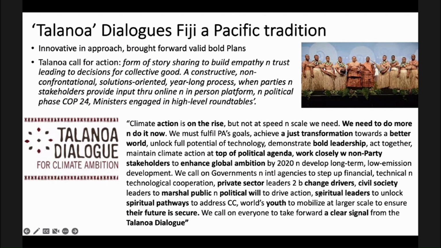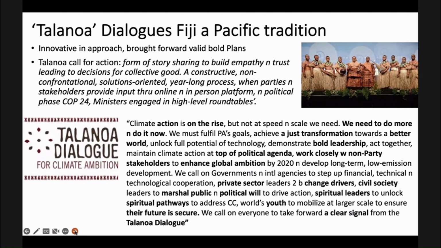It identified, and I want to read this out because the emphasis is important: Climate action is on the rise, but not at the speed and scale we need. We need to do more, and we need to do it now. We must have a just transformation for a better world, unlock technology, act boldly and together, maintaining climate at the top of the political agenda, work with so-called non-party stakeholders to achieve this ambition. Government agencies must step up action. Private sector leaders must become change drivers. Civil society leaders must marshal public and political will to drive action.